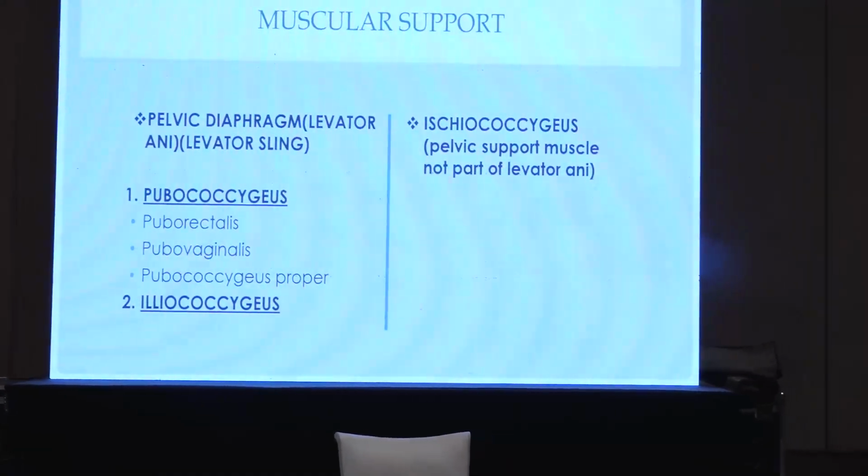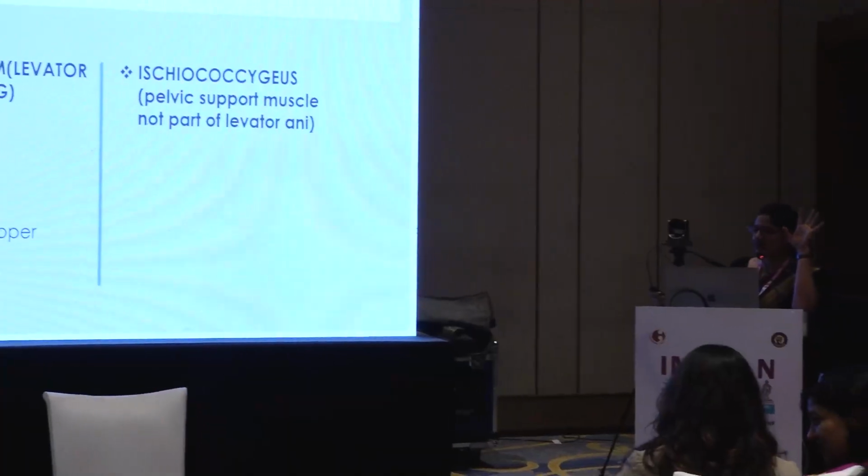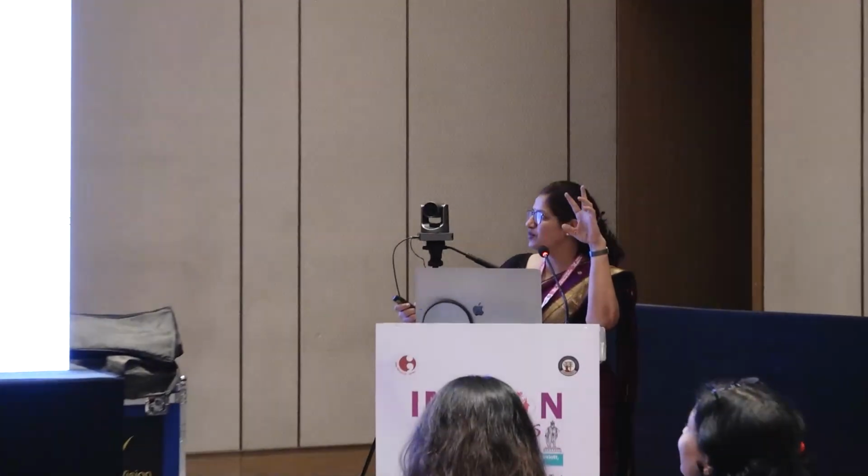First, talking about the muscular support, that is the levator ani muscle. The levator ani has two components: the pelvic diaphragm, that is levator ani per se, also called the levator sling. It consists of pubococcygeus, an almost straight muscle with three components: puborectalis, pubovaginalis and pubococcygeus proper. These muscles are bilaterally symmetrical and insert in the central median raphe. That median raphe encircles the organ and inserts on the opposite side.